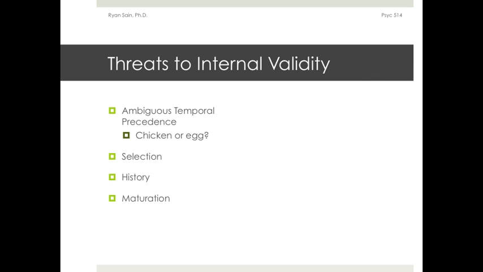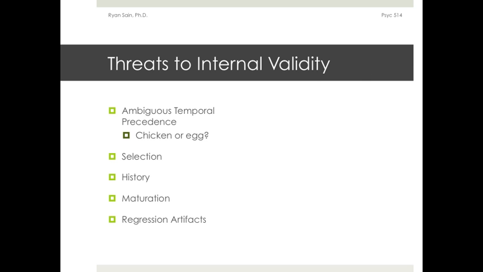Maturation, this is when groups naturally change, right? So kids naturally change, they mature. So if you're capturing maturation variables, or if you're capturing natural change, it may be due to maturation, or it may be due to your independent variable. So this starts to become a big problem when you're doing multiple measurements over time.